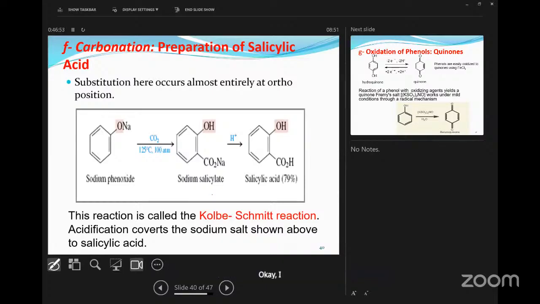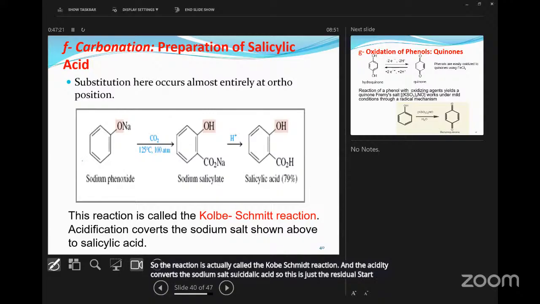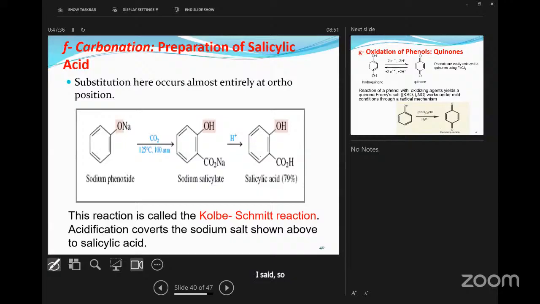Okay, I mentioned salicylic acid the other time. We have done this before. This is just the spread out of the reaction, whereby the phenol is used to prepare the salicylic acid. So the reaction is actually called the Kolbe-Schmidt reaction. And the acidity converts the sodium salt to salicylic acid. So this is just the procedure. Phenol is converted to sodium phenoxide, and the sodium phenoxide, in the presence of carbon dioxide, forms sodium carboxylate, and then we have the salicylic acid. So this is salicylic acid.